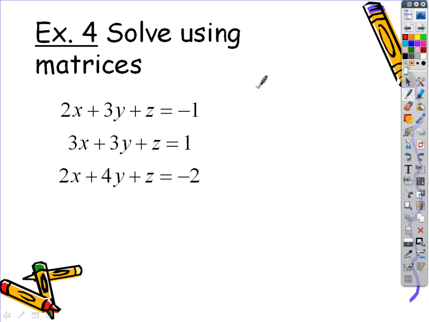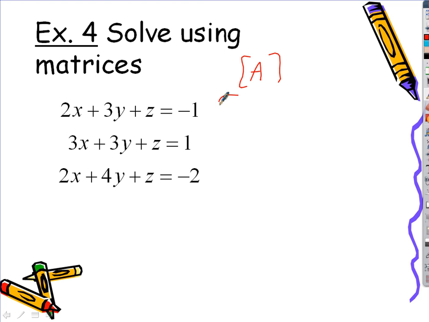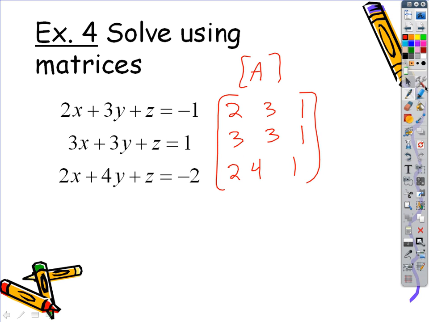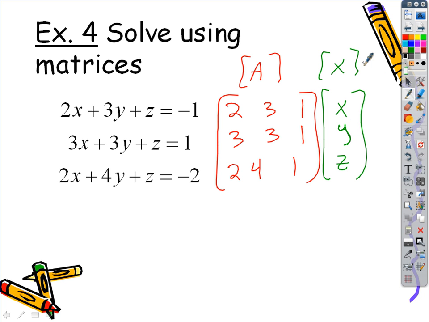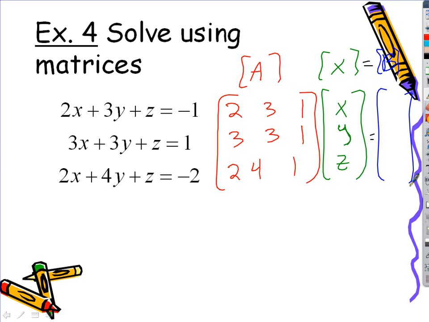Isn't A just going to look like, well, you tell me, what's the first row of the coefficient matrix? One, right? Coefficient is Z. Next row? And what's the constant matrix? So we're just going to put those in our calculator. That's all we do.